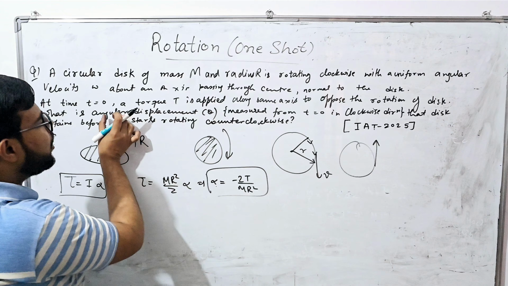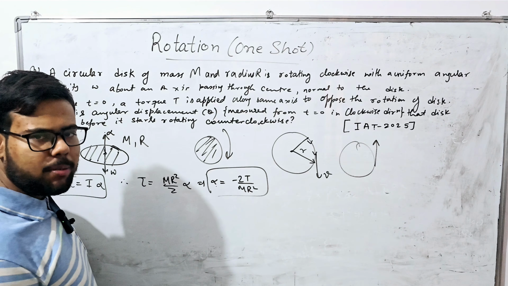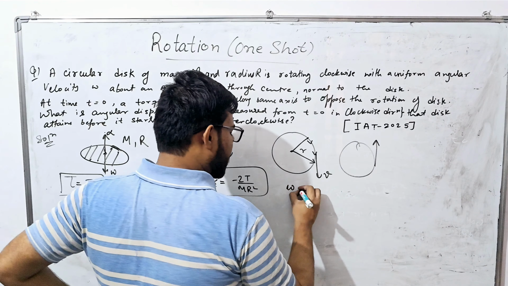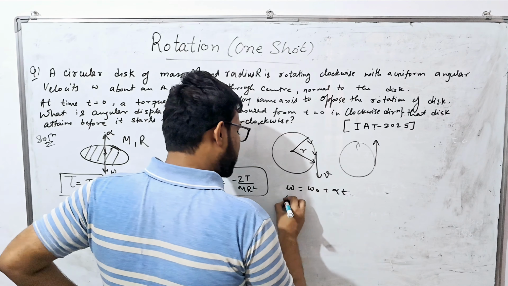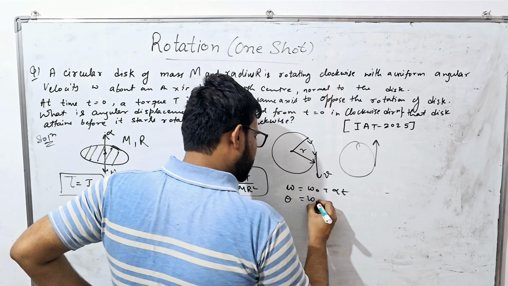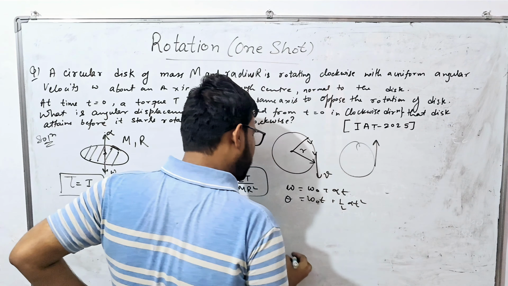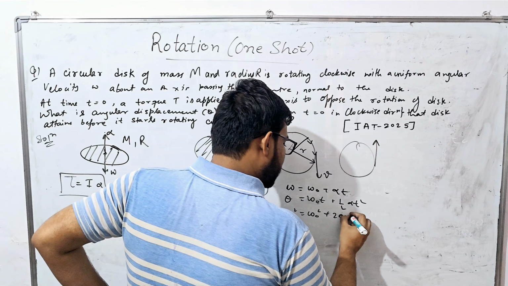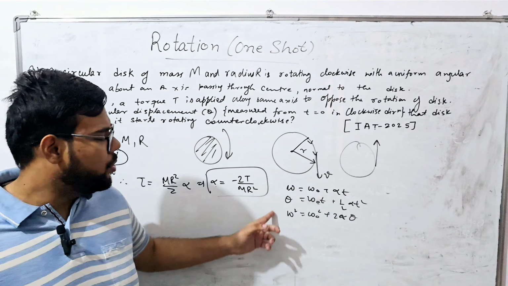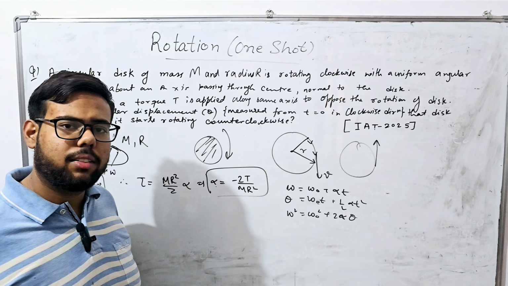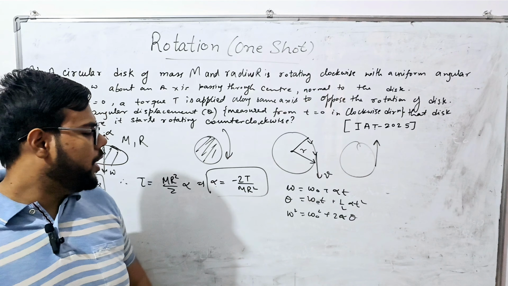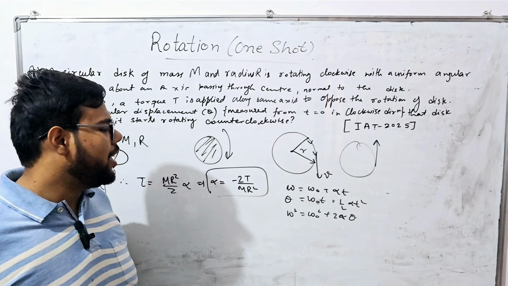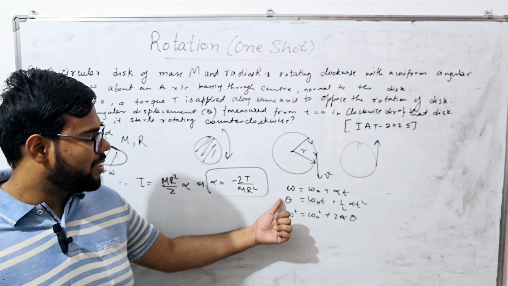Now we need to find the angular displacement. What is the formula for angular displacement? We have three formulae: omega is equal to omega naught plus alpha t, theta is equal to omega naught t plus half alpha t square, and omega square is equal to omega naught square plus 2 alpha theta, right? Which one do we have to use? Think and answer. We can use the last one, and it will be very easy if we use it, correct?